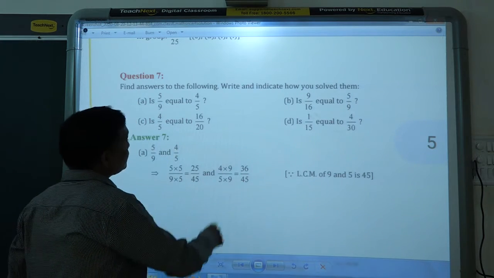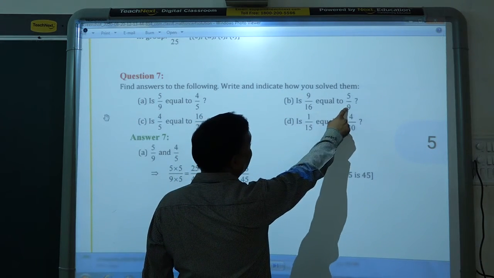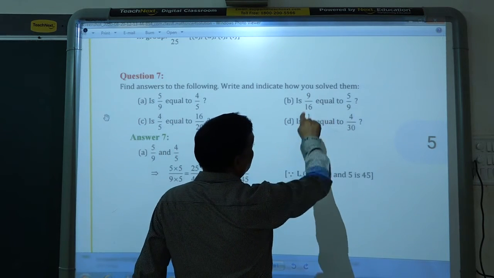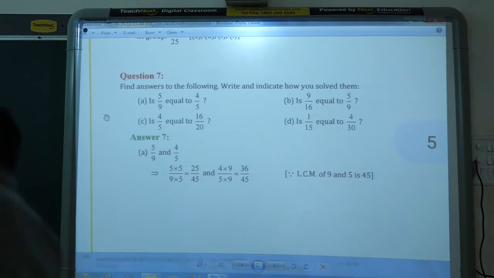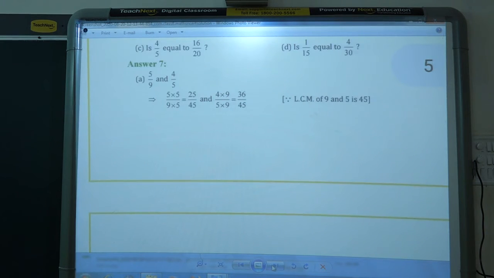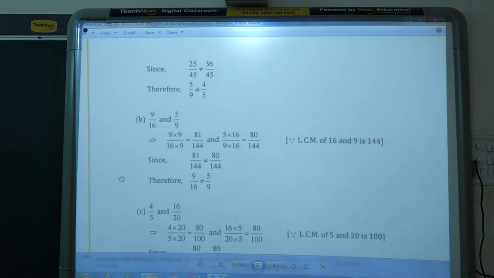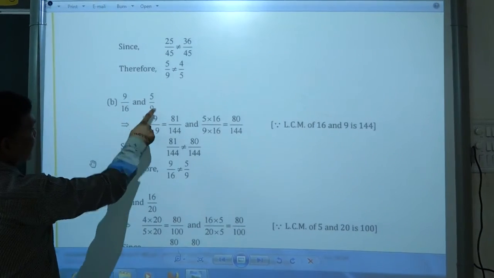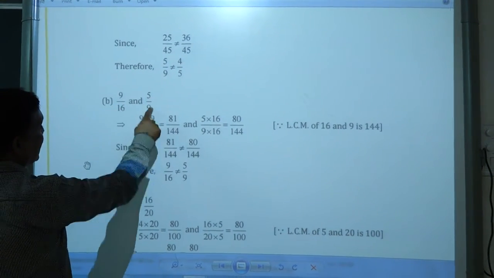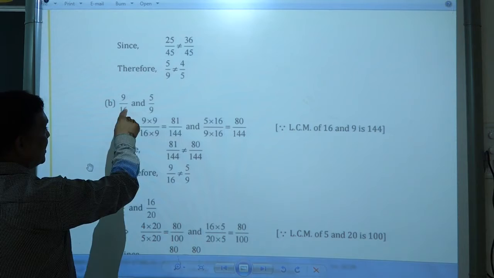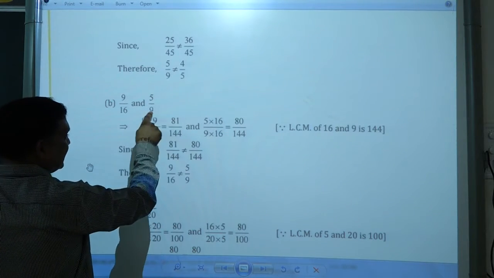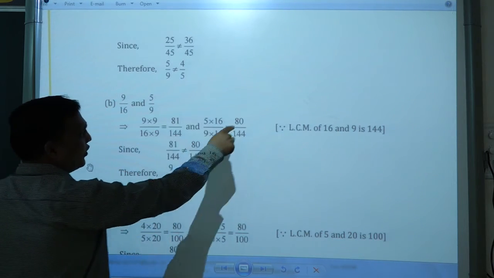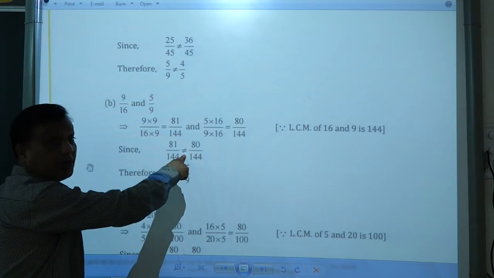Second question. 9 9s are 81, 16 5s are 80. Now the first question was not equal. Second question: 9 9s are 81 and 16 9s are 144. So 81 upon 144 and 80 upon 144. Are both equal? No, both are not equal.